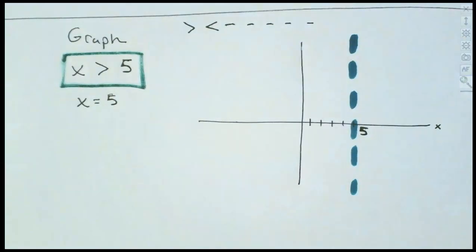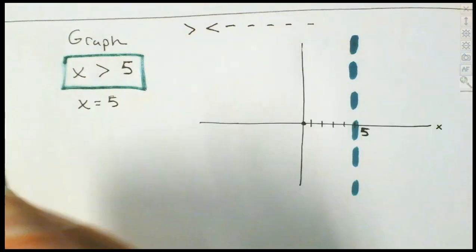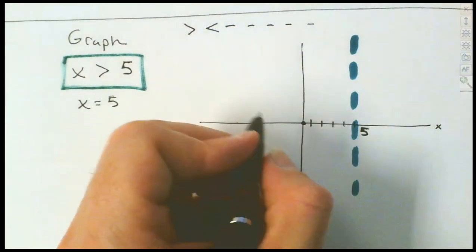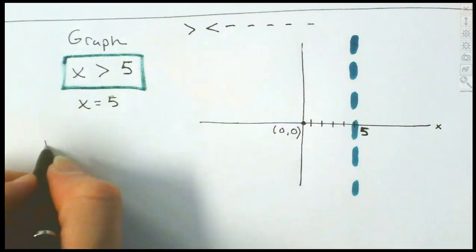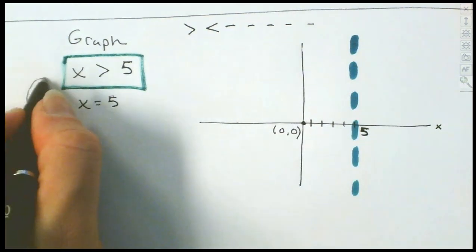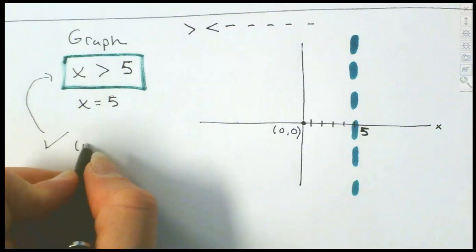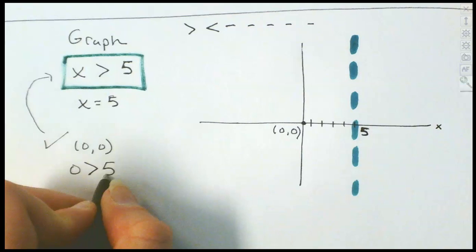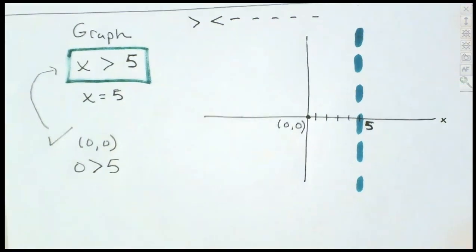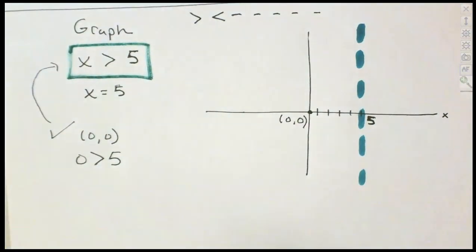Now we need to check again. 0, 0. Always use 0, 0 unless the line goes through it. And in a moment, we'll look at one where it goes through it. So we're going to check again, back in the original. 0, 0. And so is 0 larger than 5? Is that true or is that false? In this case, it's false.